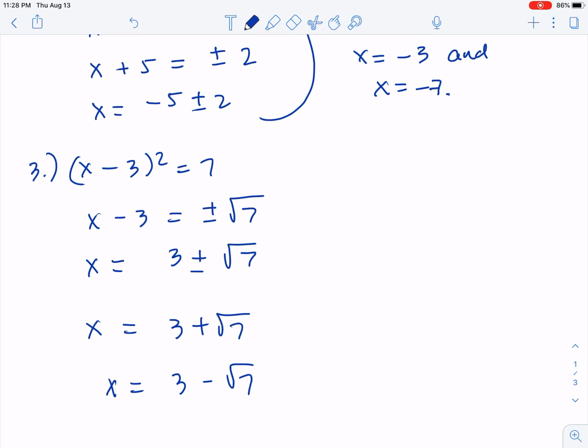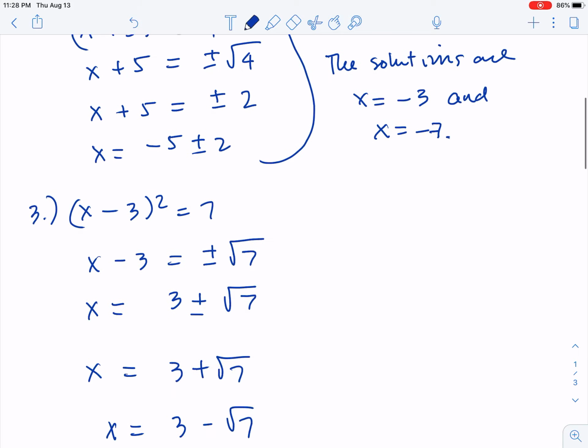Alright, so bakit natin kailangan to? Because we will be discussing completing the square in the next tutorials, and kakailanganin natin yung pag-solve ng ganitong klase ng quadratic equations.